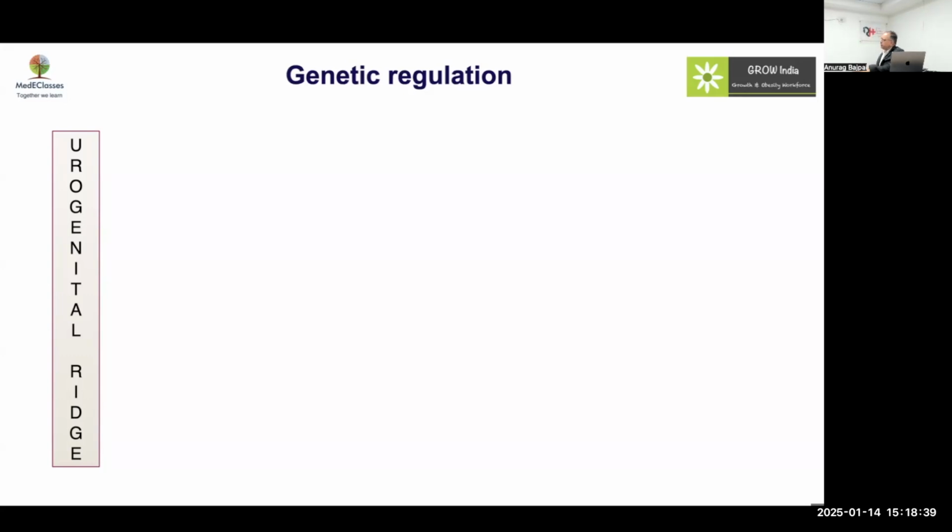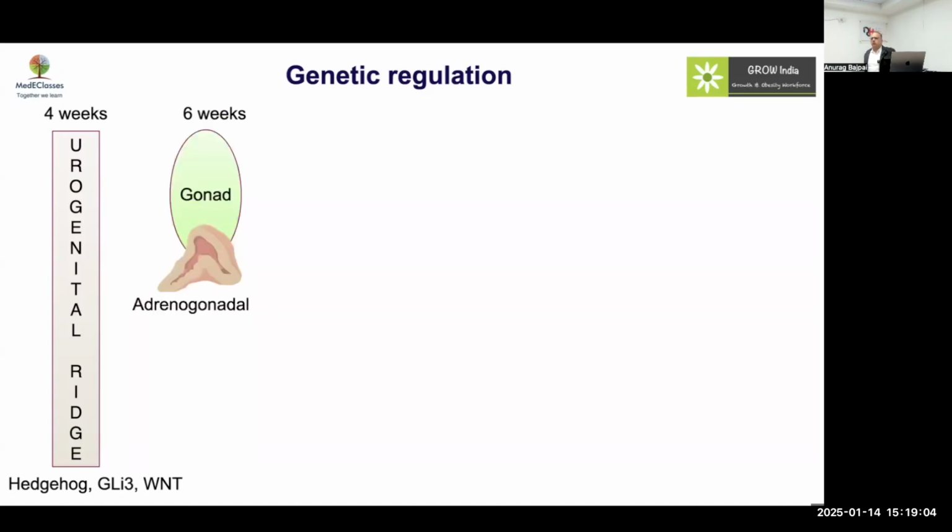Now, genetic regulation. We all know that we have got a urogenital ridge, which has three major structures coming from there: the kidney, the gonads, and the adrenal. So they have a common structure. Around 4 weeks of gestation, these are the primitive ones. We know hedgehog, we all talk about sonic hedgehog in many scenarios. WNT is also there for ovarian development subsequently. So all these factors are there.